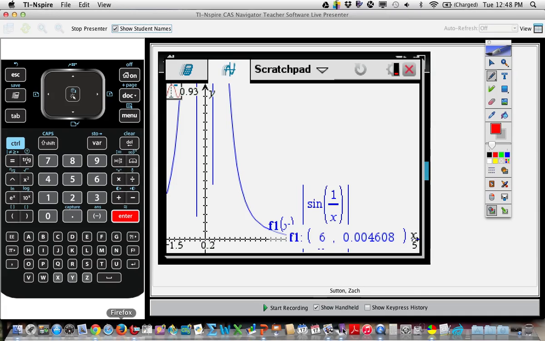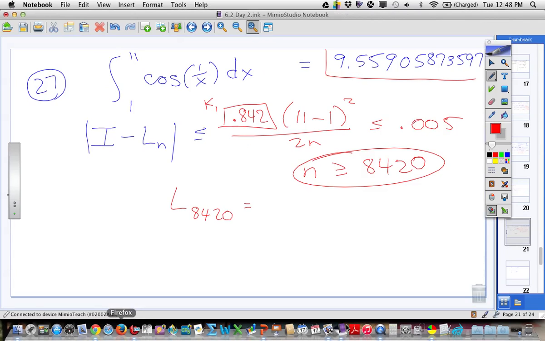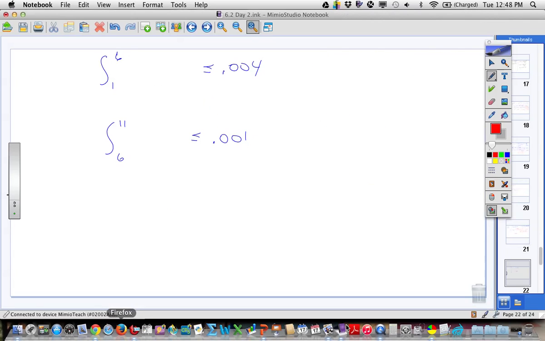So what they're saying is, let's take the amount of error we're looking for, which is 0.005, and let's split it: most of it we put in the first part where most of the error is, and the rest of it we put in the last part. And then let's add those two together. So we go ahead and we do our thing here. So we have our, what would be our K? Same thing, right? From 1 to 6. The max was over there at 1. So that'd be 0.842. We'd have 6 minus 1 squared over 2n less than or equal to 0.004.